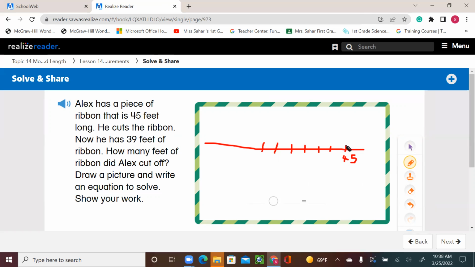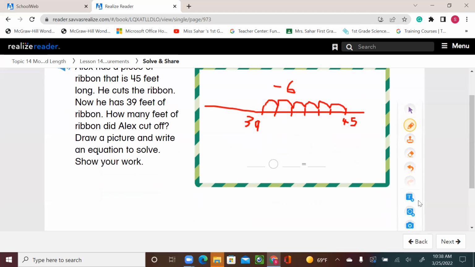Okay, we can count these jumps. Let's write here 39. And let's count our jumps. So 1, 2, 3, 4, 5, 6. So 6 jumps. So we can write this: 45 minus 6 equals 39.